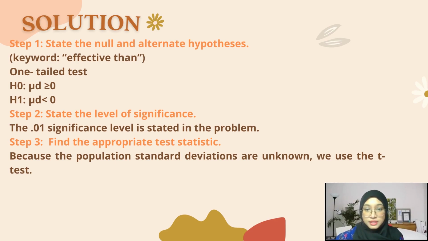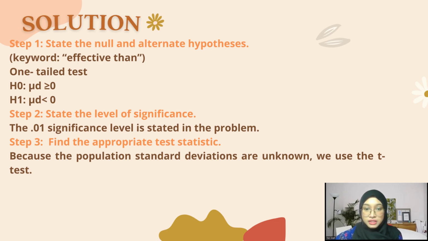Step 1, state the null and alternate hypothesis. The keyword is effective, so this question is a one-tail test. H null: mu d greater than or equal to 0. Alternate hypothesis: mu d less than 0. Step 2, state the level of significance. The 0.01 significance level is stated in the problem.